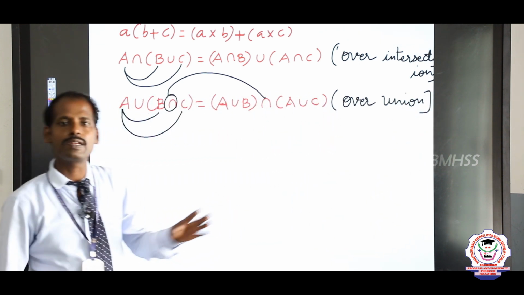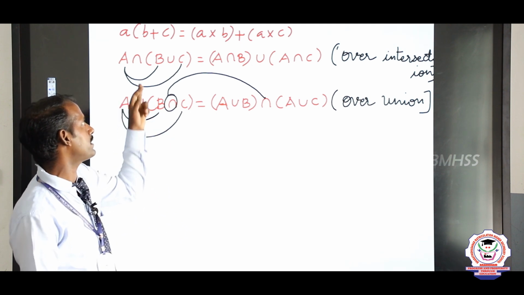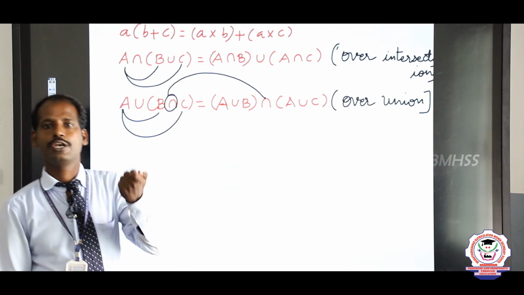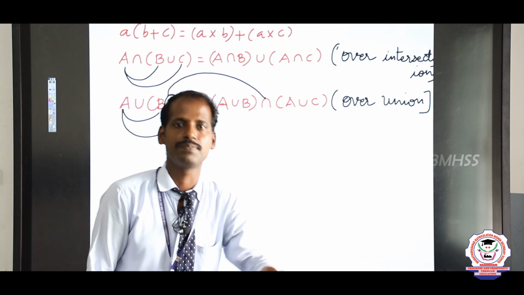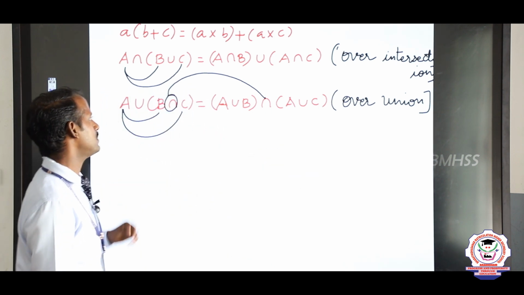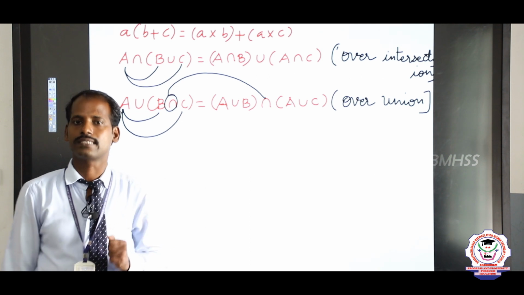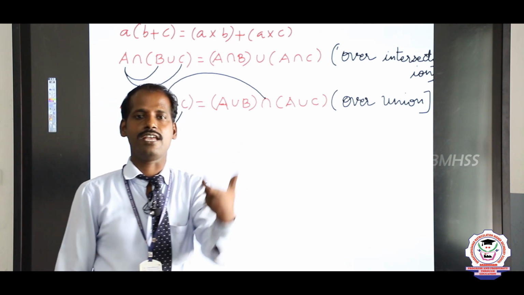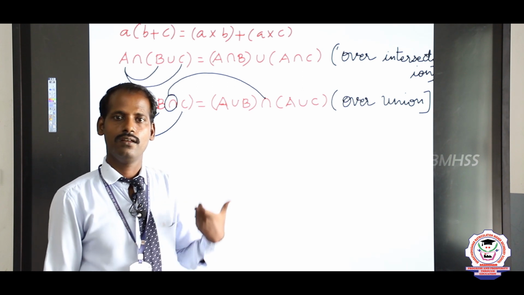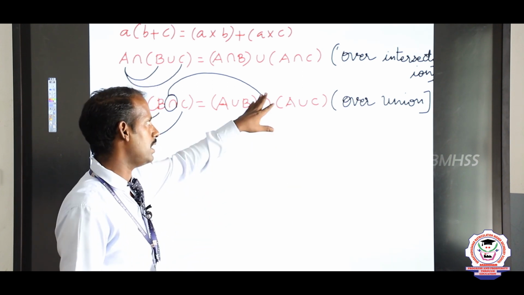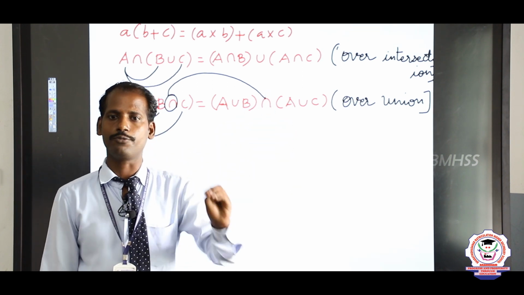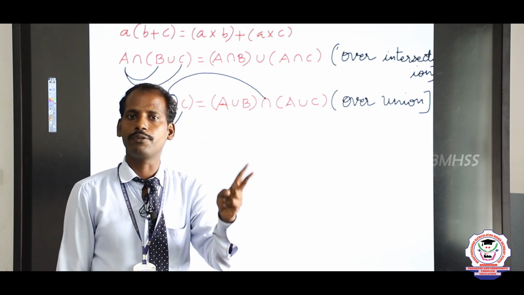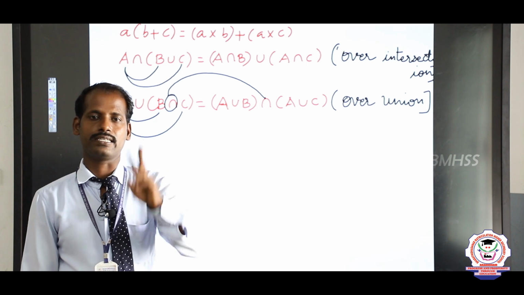This is the distributive property. The first formula: A intersection B union C is equal to A intersection B union A intersection C. Second distributive property: A union B intersection C is equal to A union B intersection A union C. That is the second distributive property. Here over intersection and over union. This is the distributive property over union and over intersection.